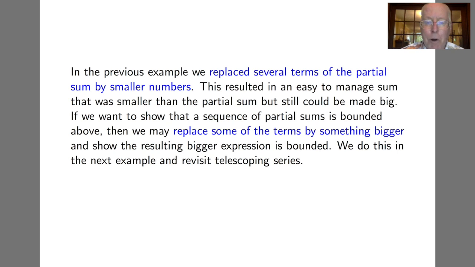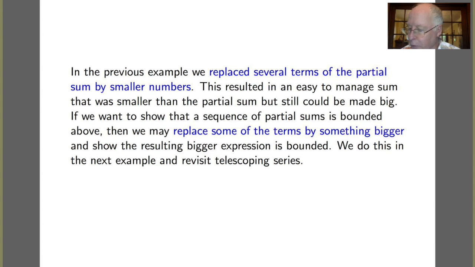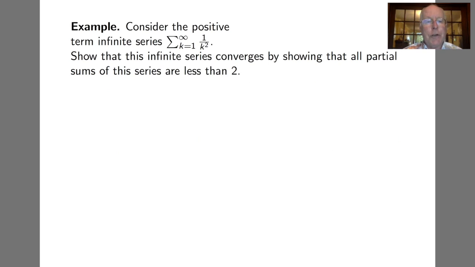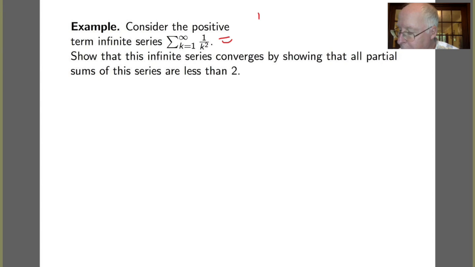If we want to show a sequence of partial sums is bounded above, then we may replace some of the terms of a partial sum by something bigger that is easier to manage, but still bounded, so we can say that the partial sums stay bounded. We're going to look at an example of this, and we'll revisit the telescoping series when we do. So let's consider this positive term infinite series, the summation from k equals 1 to infinity of 1 over k squared. What this infinite series looks like is 1 over 1 squared plus 1 over 2 squared plus 1 over 3 squared, etc. We keep going.